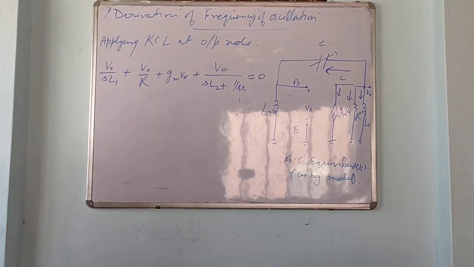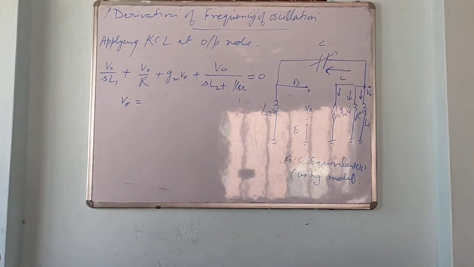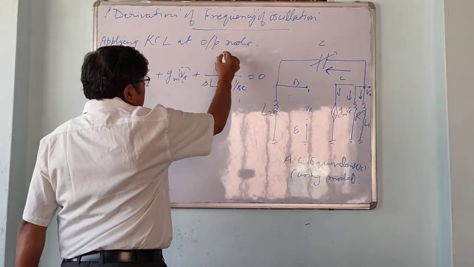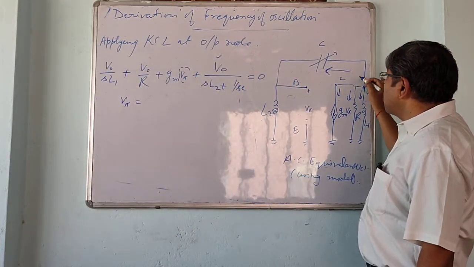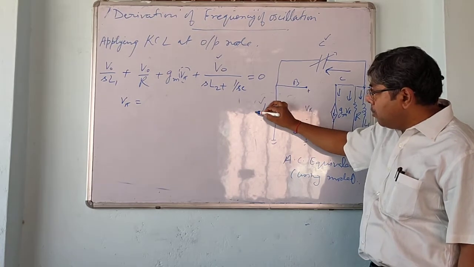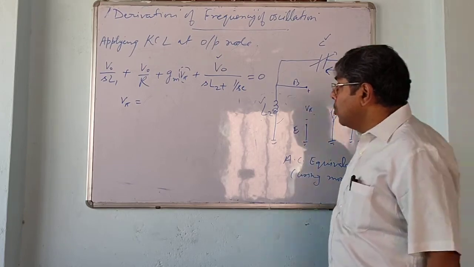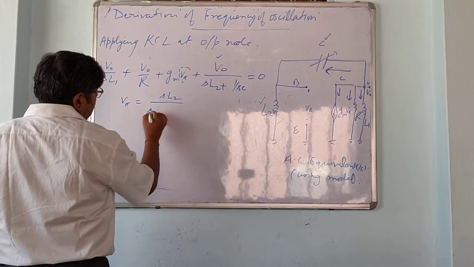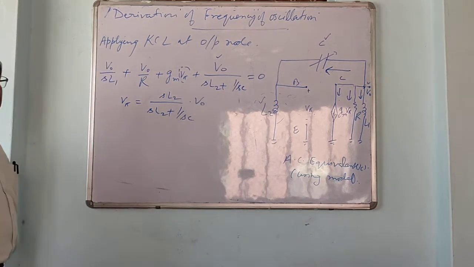Now see what V pi is. We can also write this voltage V pi in terms of V naught. How? V naught is the total drop across C and L2, and V pi is the drop only across L2. So we can apply a potential divider here. V pi you can write as SL2 upon SL2 plus 1 upon SC, into V naught. This is the potential divider.